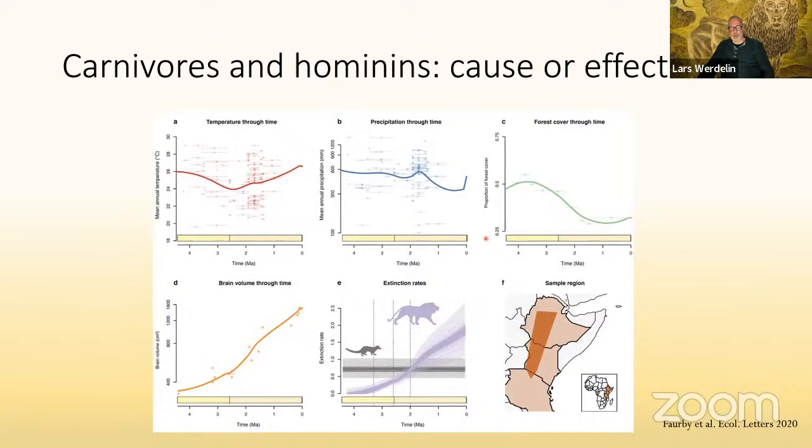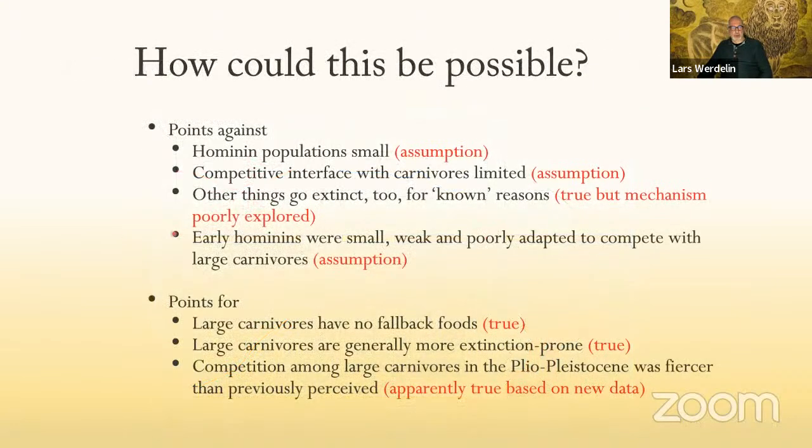So there's been a lot of brouhaha, at least in my ears, about this. This is not an obvious hypothesis. The obvious hypothesis is that climate change did it for carnivores. The problem there being that carnivores, particularly large carnivores, are not particularly sensitive to climatic change.